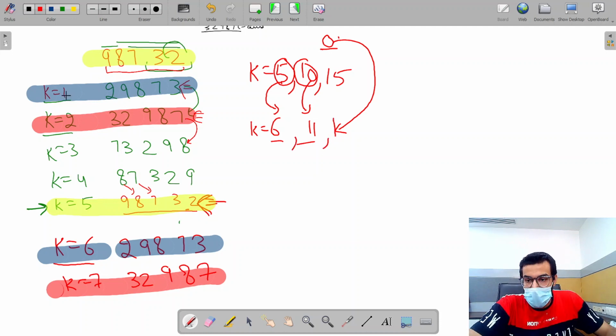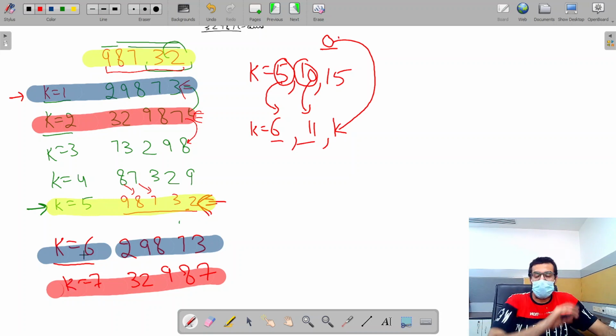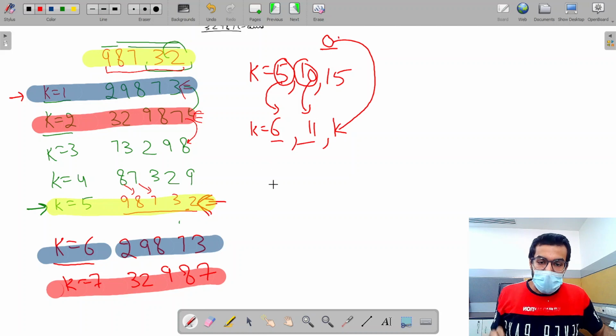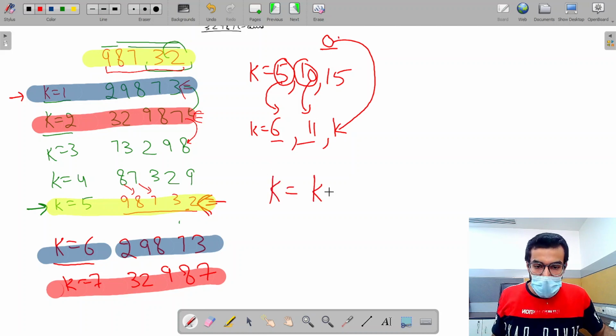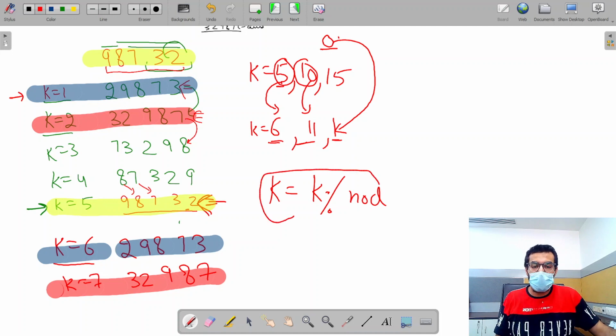You can see this thing here as well, that k equal to 1 is equal to k equal to 6, and k equal to 2 is equal to k equal to 7. So from here it is very easy to write that our final k will be equal to k modulus NOD, because here the values of k 5, 10, 15 are the same, and 6, 11, 1 are the same. So you can infer this from here.